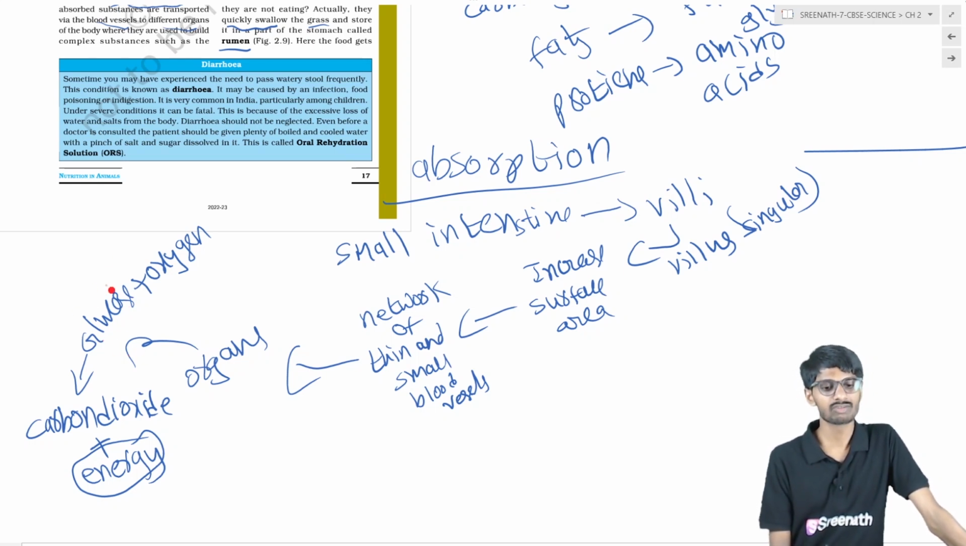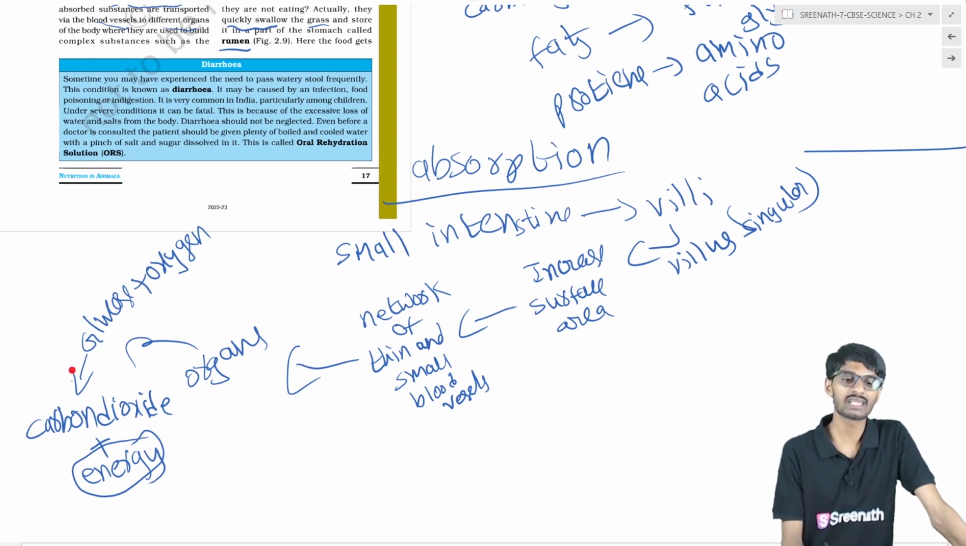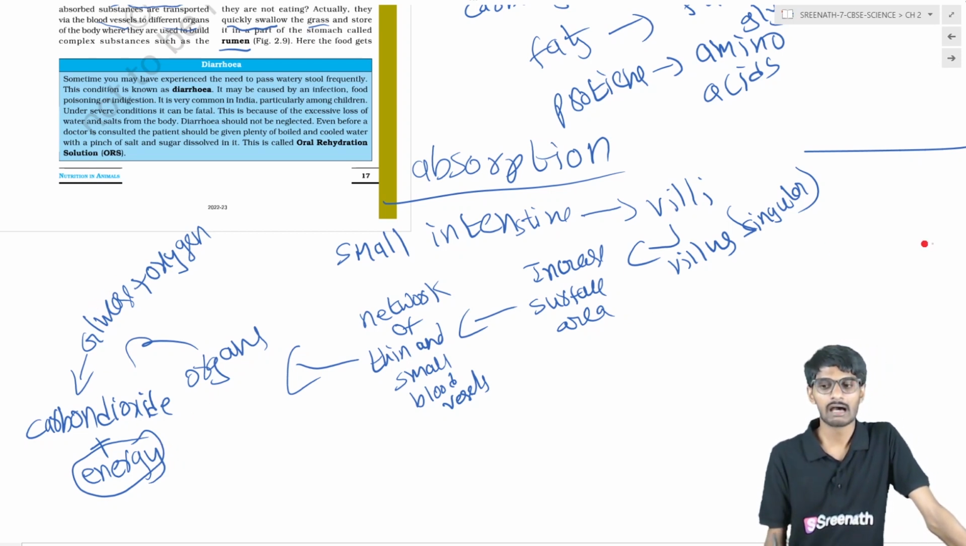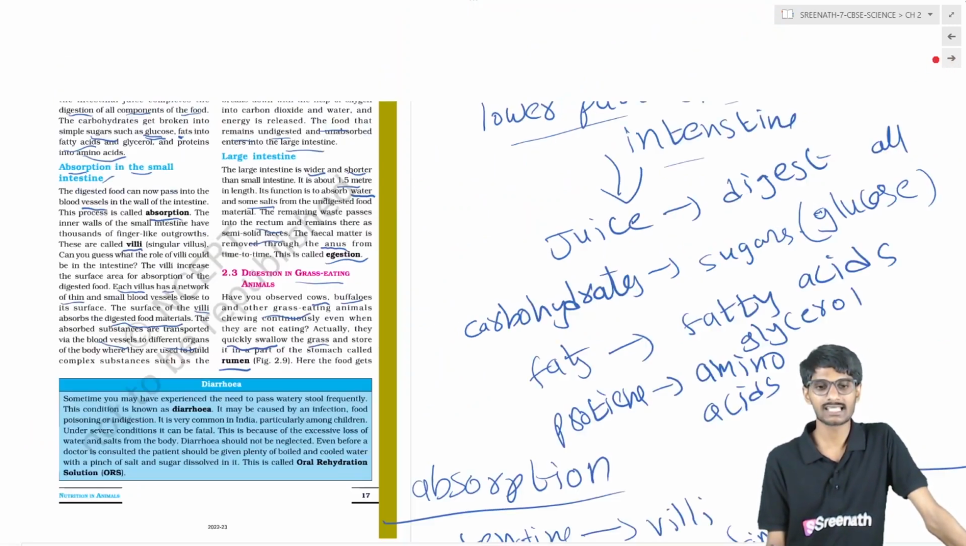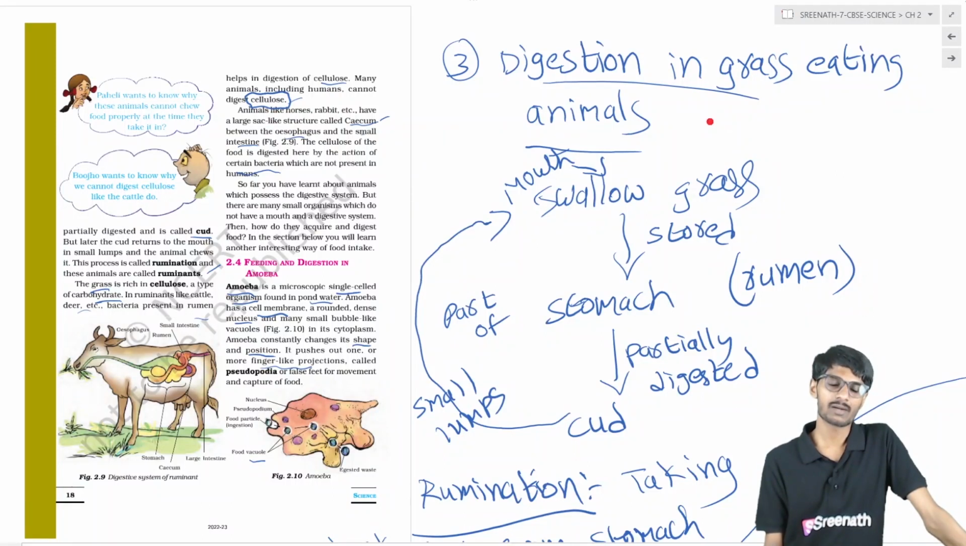After going to the organs, the glucose is broken down there. It reacts with oxygen, and finally carbon dioxide and energy are released. After that, what happens? The undigested food goes into the large intestine, which absorbs the salt and some water, and the rest is released through the anus and finally goes out. So that is the whole process.